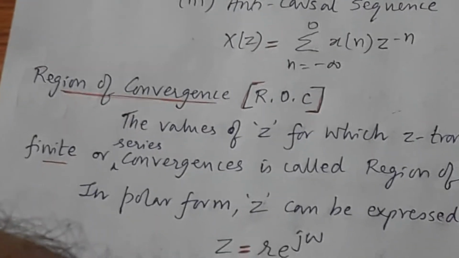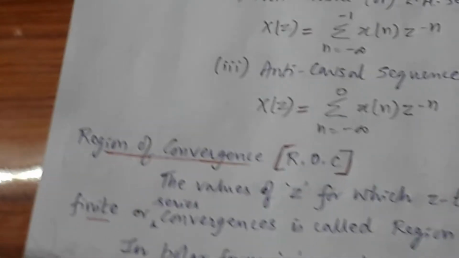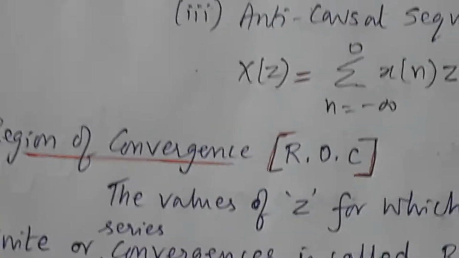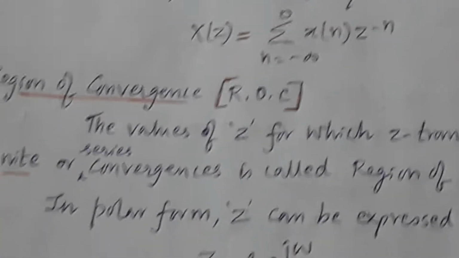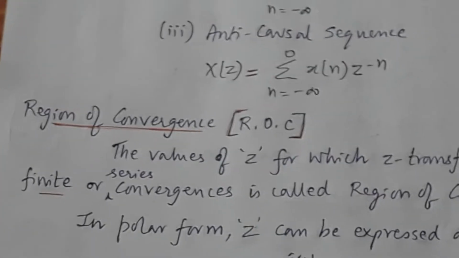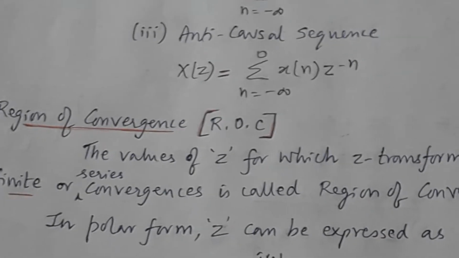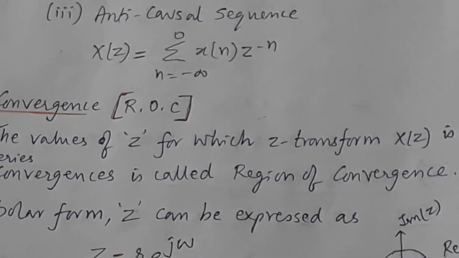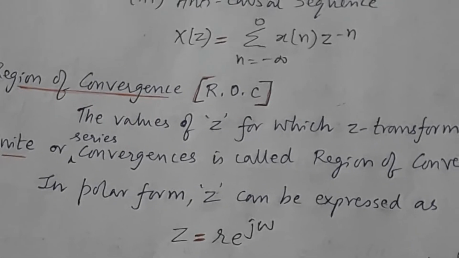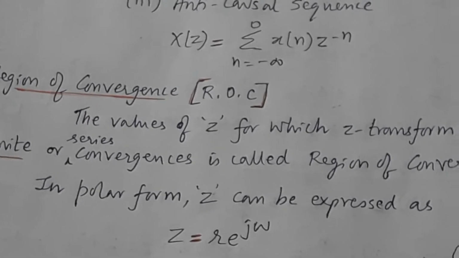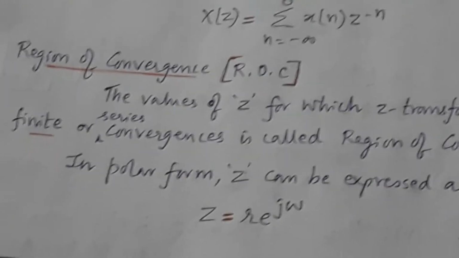Next we'll see region of convergence. In short we call it ROC. So what is ROC? ROC is nothing but the values of Z for which Z transform is finite, or the series converges, called region of convergence. As I said before, this video you can use it as notes also.